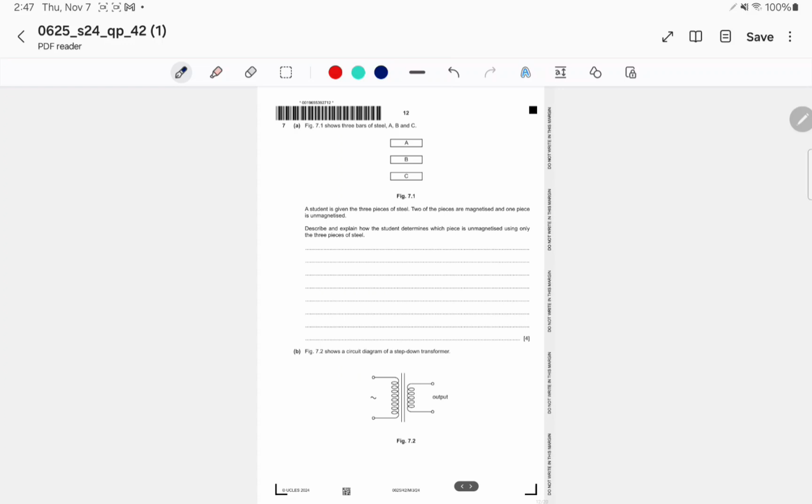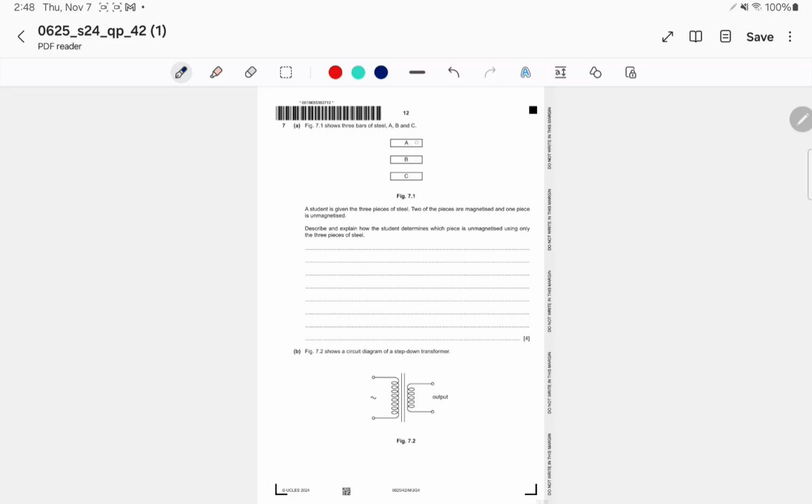Next question. The figure shows 3 bars of steel: A, B and C. A student is given the 3 pieces of steel; 2 pieces are magnetized and 1 piece is unmagnetized. Describe and explain how the student determines which piece is unmagnetized using only the 3 pieces of steel. Take one of the rods and bring it close to the other 2 rods.